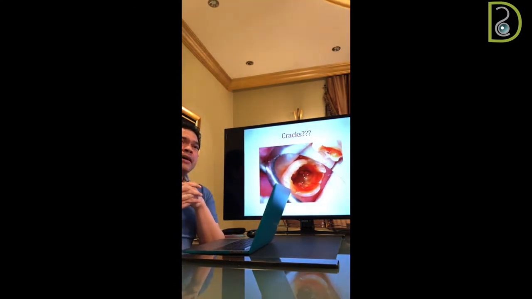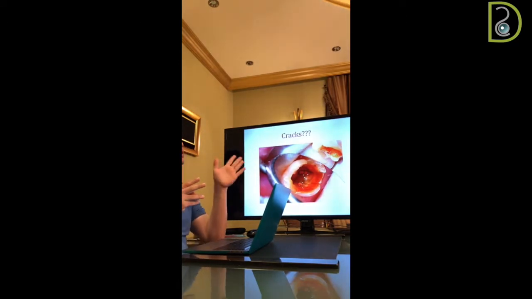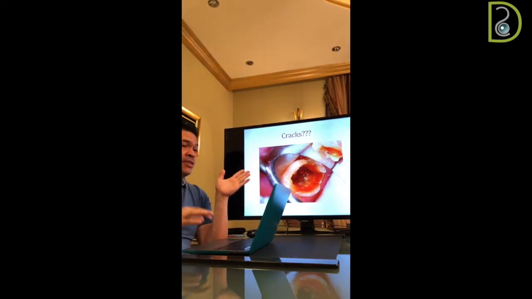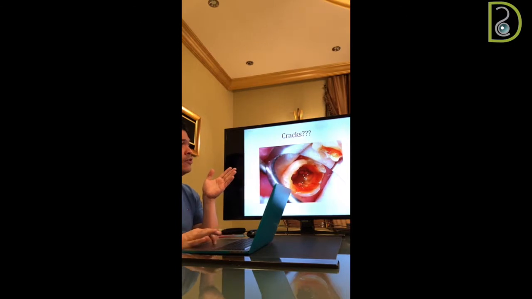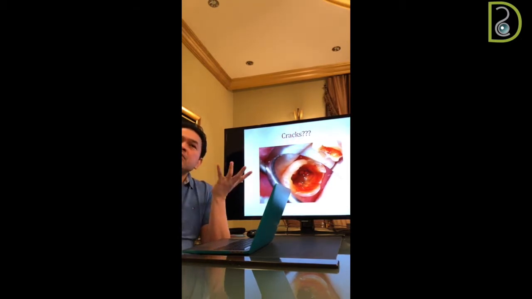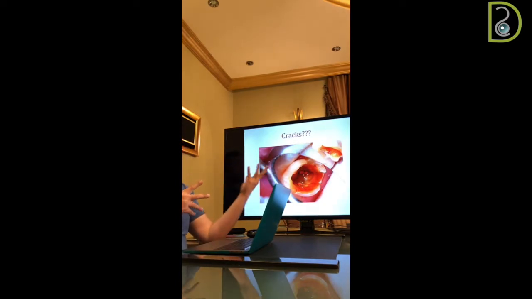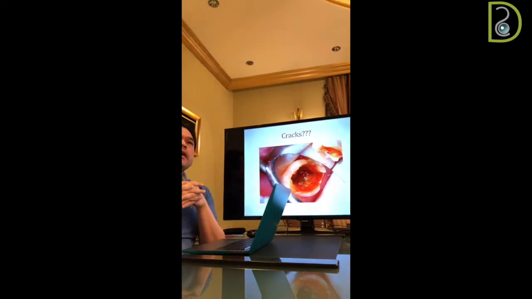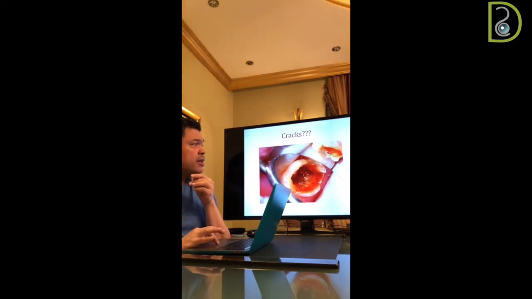For the crack, especially in a case like this, let me show you. This case came to me for a retreatment. He had two retreatments and still has pain on biting. When I looked at the radiograph, it looked okay, no problem. When I tried to find out why he has this pain on biting, I made a stain and you find a vertical crack here.